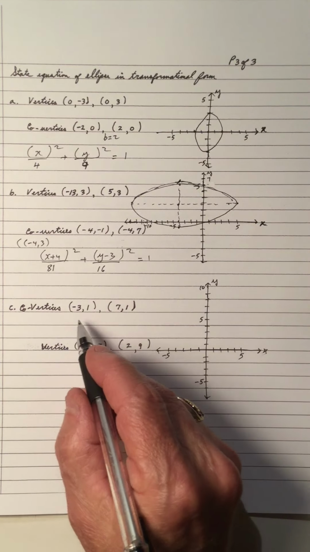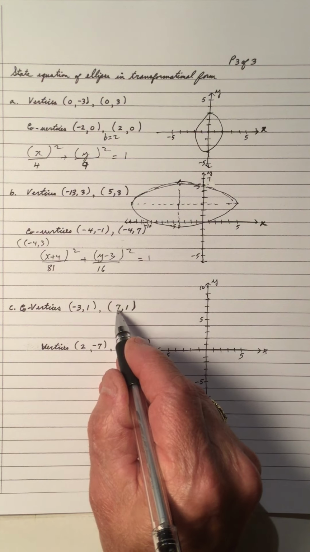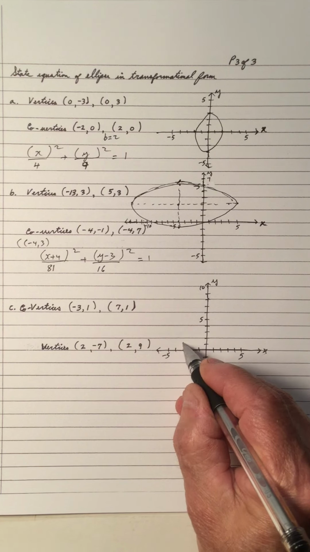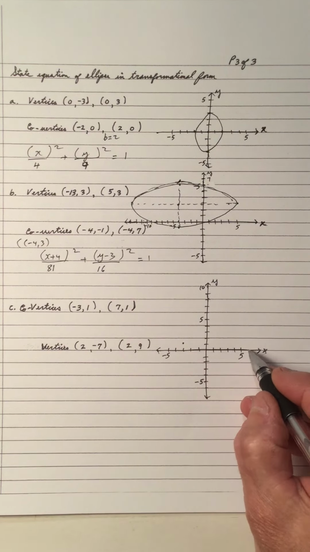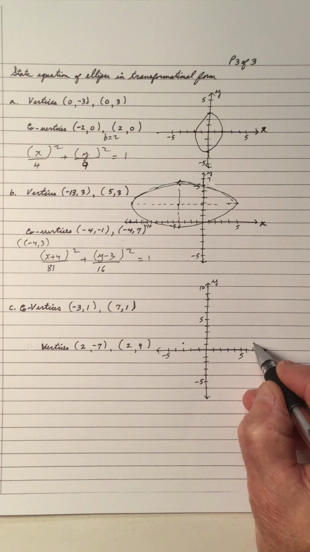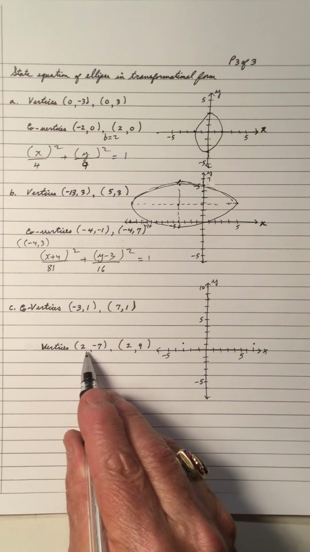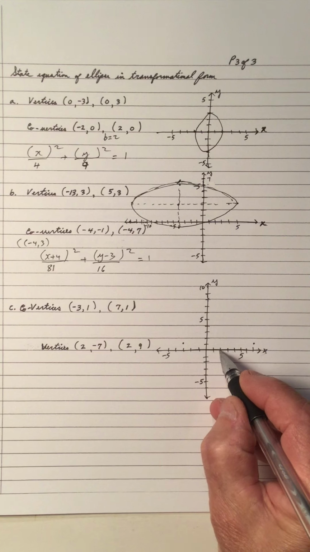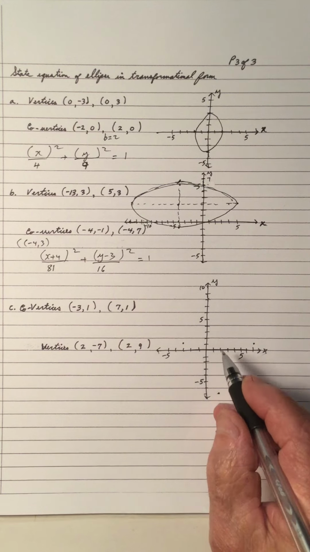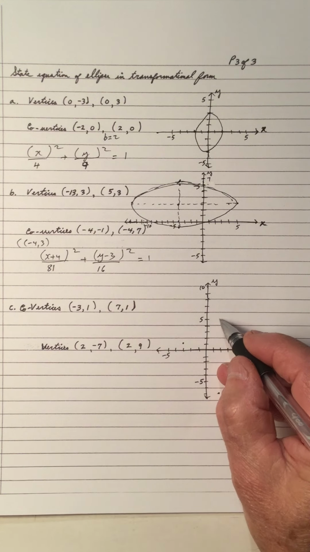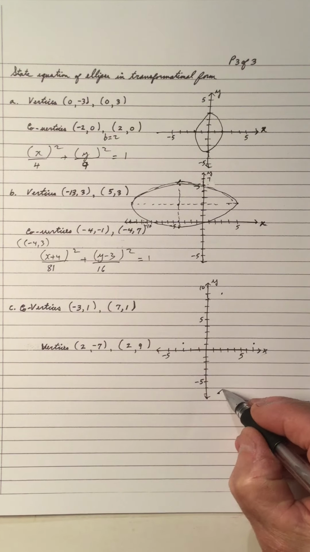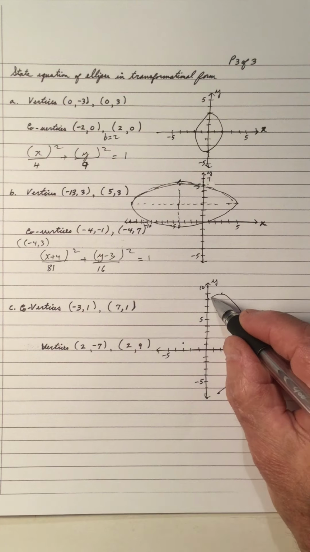The co-vertex is negative 3, 1 and 7, 1. So negative 3 and 1 is right there. And 7, 1 is, that's 5, 6, 7. 7, 1 is right there. And the vertices are 2. X is 2. Y is negative 7. That's way down here. And it's 2 going up to 9. 5, 6, 7, 8, 9 right there. And you can see there's your ellipse.